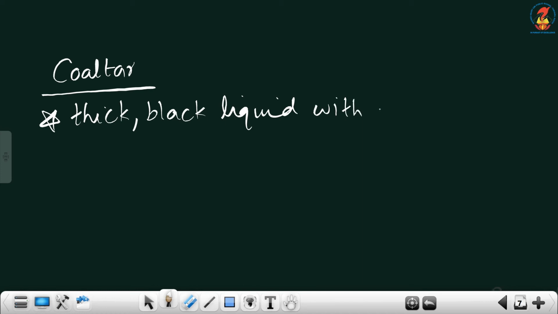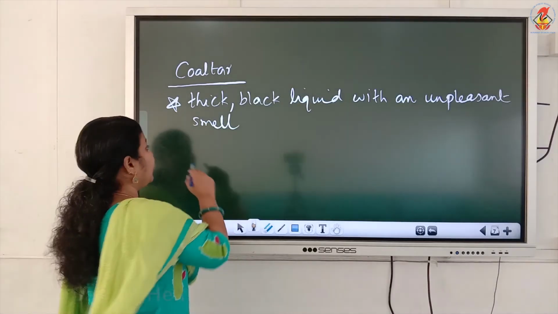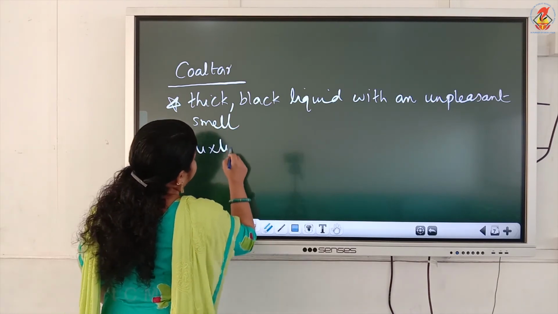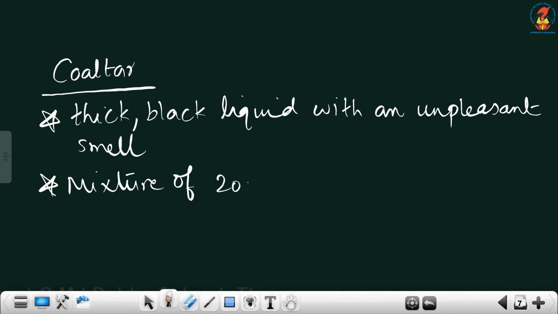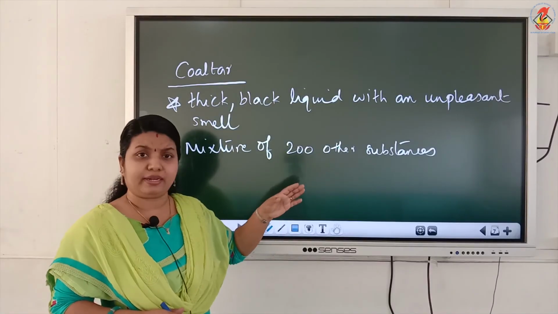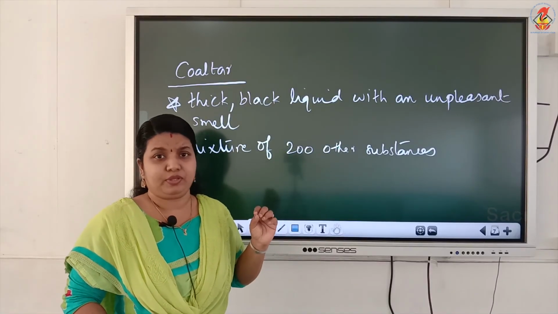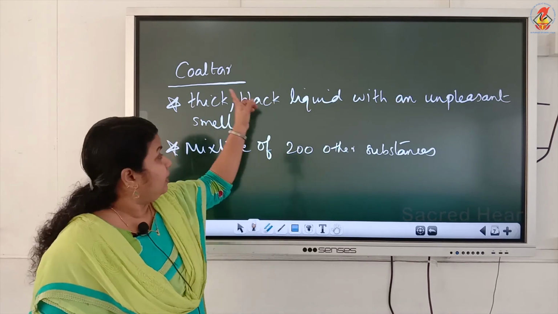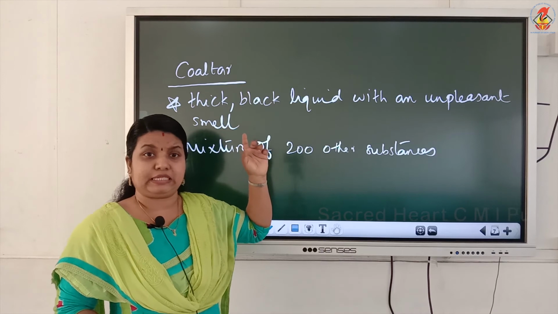with an unpleasant smell. It is a thick black liquid with an unpleasant smell, and it is a mixture of 200 other substances. So, we can extract or convert coal tar into these 200 useful chemical substances. This is one of the most useful products obtained by the destructive distillation of coal.